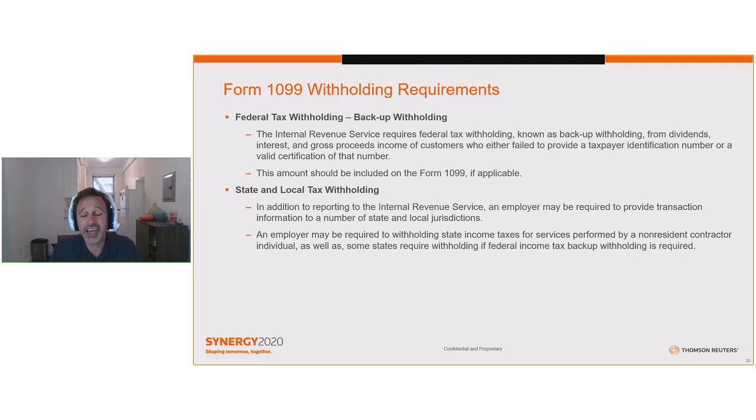So now that we've mentioned the potential for withholding, we're going to talk about that a little bit. The Internal Revenue Service will require federal tax withholding. For 1099 payments, we call it backup withholding. The main case I see is when we've made payments to individuals who have failed to provide a taxpayer ID number or a valid certification of that number. And when we do have backup withholding, that also has to be reported on the Form 1099, whichever form it may be, whether it's the miscellaneous or the NEC.